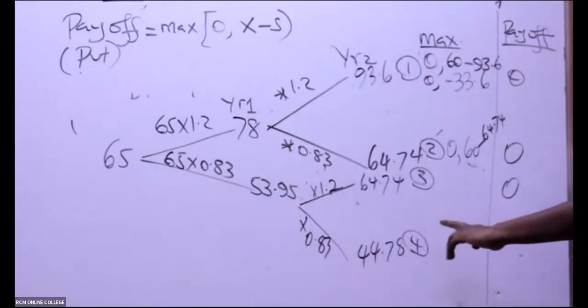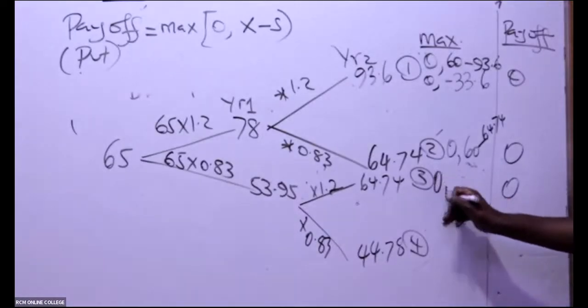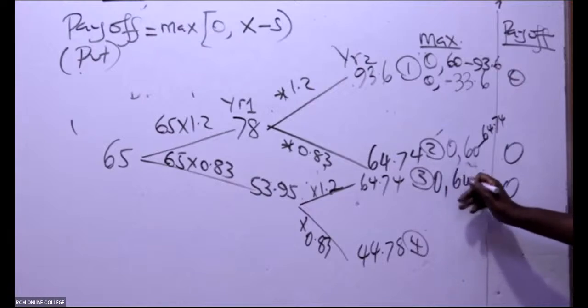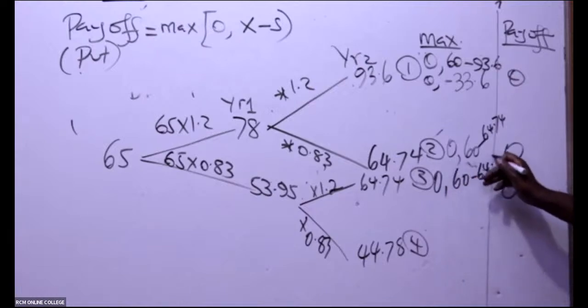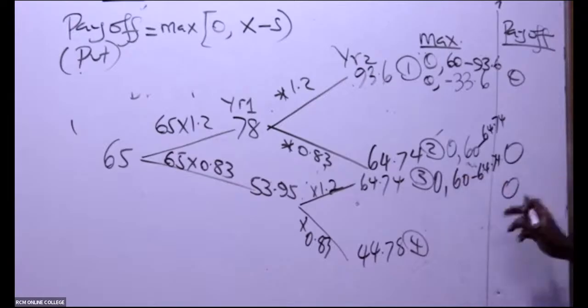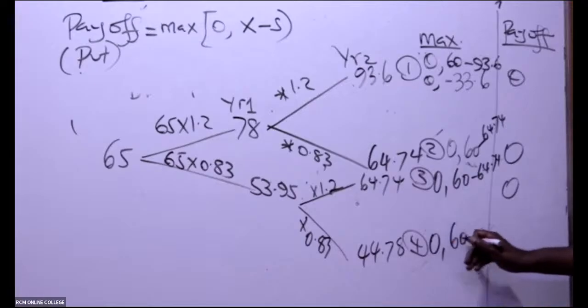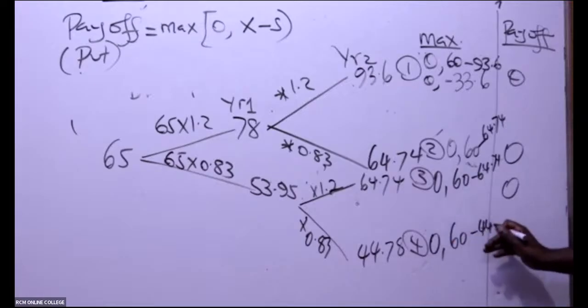How about this one? When you come to this option, it is 0, and then of course 60 minus the same, 64.7. Still here, I'm making a loss, so I will choose 0. When I come to this one, I'm choosing between 0 and 60 minus 44.78.